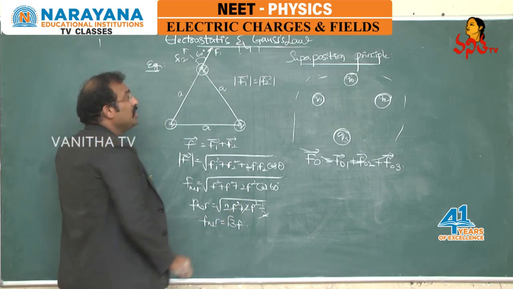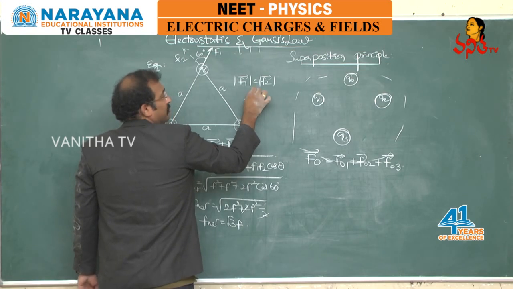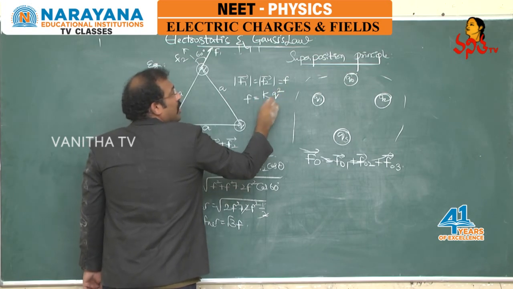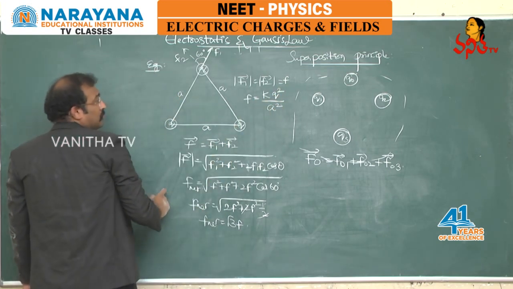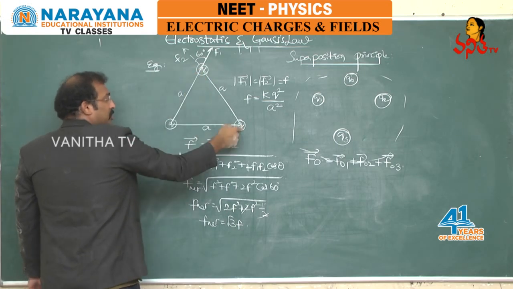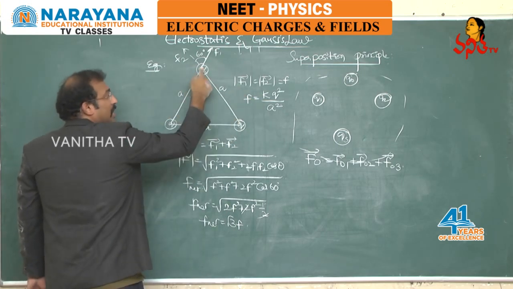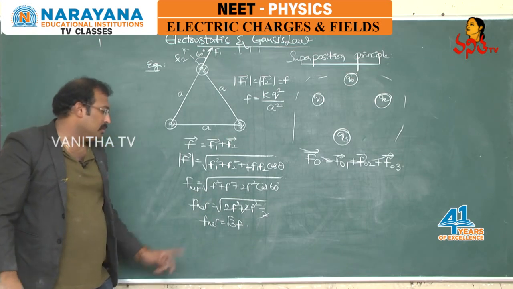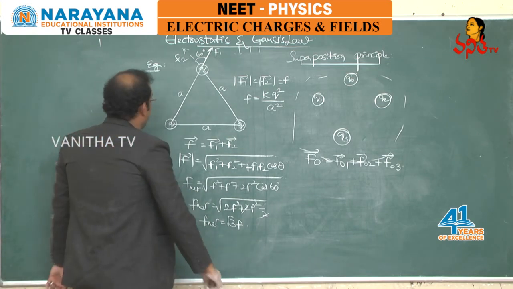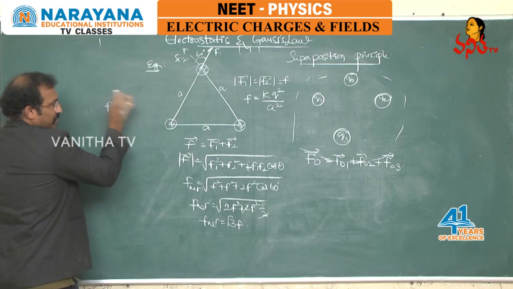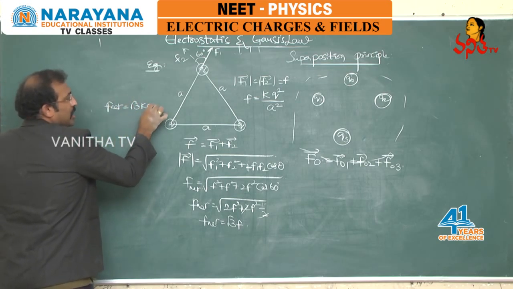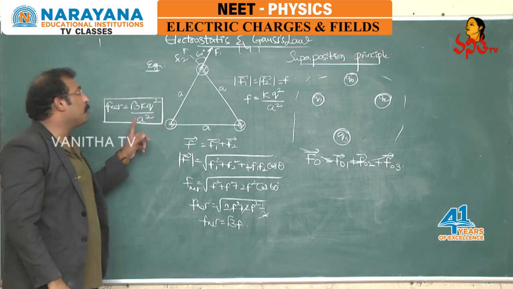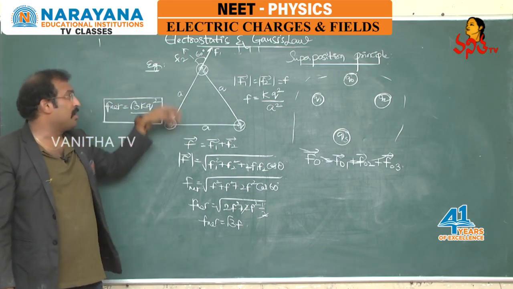So what is F here? Here I am going to write what this F is. These two are equal, which is equal to F. That F is K Q square by A square, between these two or between these two. So K Q square by distance between them, which is A, so K Q square by A square. So the net force upon this is given by F net is equal to root 3 K Q square by A square. In this way we can apply the superposition principle upon the total number of charges.